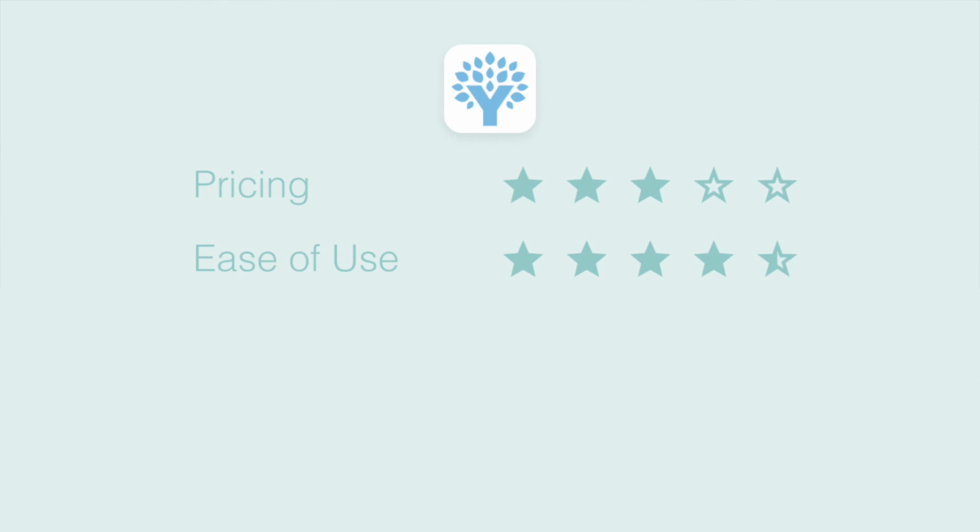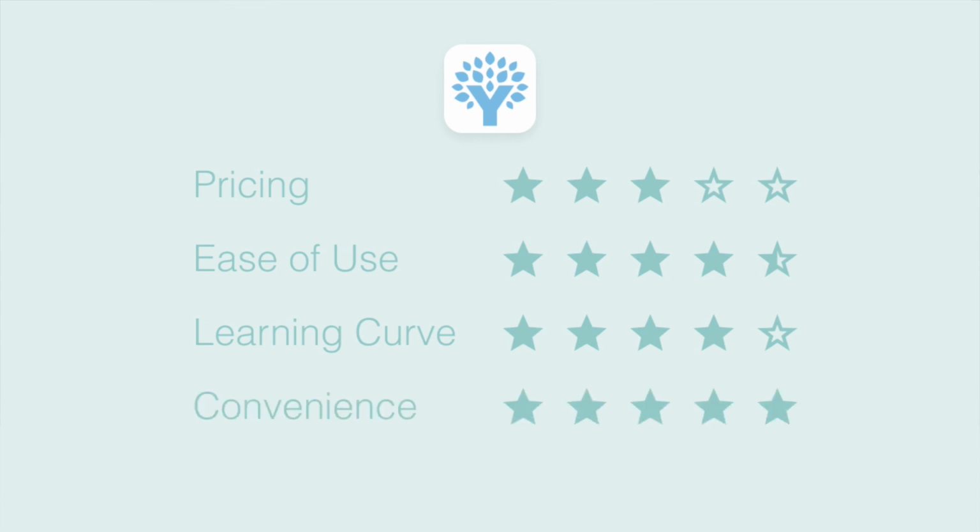And lastly, I'm going to give my rating for YNAB. I think pricing is 3 out of 5. Ease of use is 4.5 out of 5. I took half a point off because there were some new features like goal setting that weren't immediately clear to me, so I definitely need to do more digging to find out how it works. For learning curve, I would give it a 4 out of 5 because budgeting in general has a little bit of a learning curve. So if you're totally new to the app, you probably need to watch some of their videos to get the hang of it. For convenience, I think it's 5 out of 5. And overall, I would give it a 4.5 out of 5.